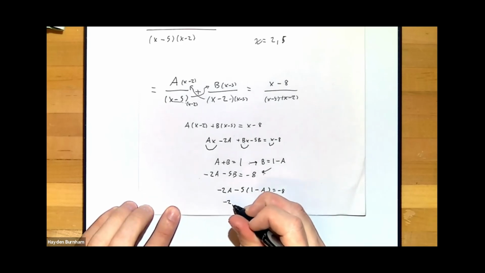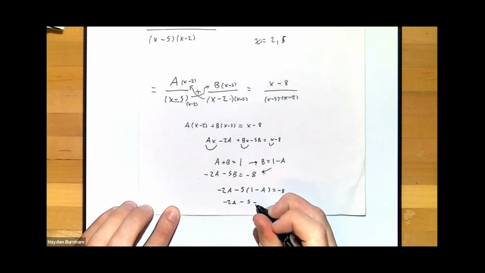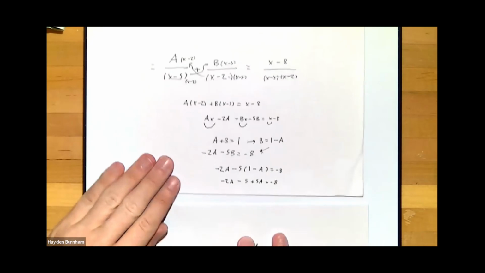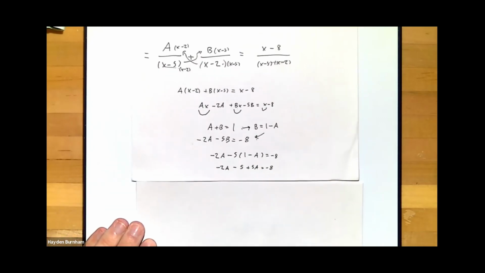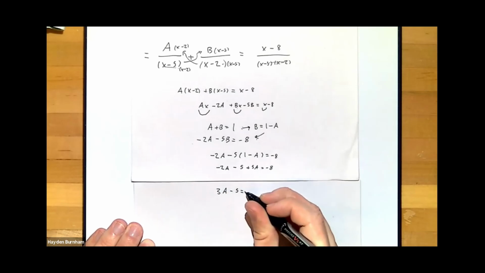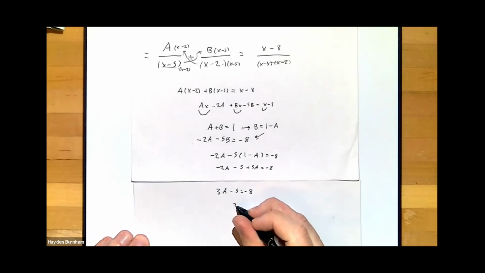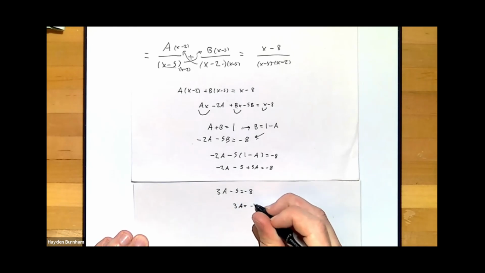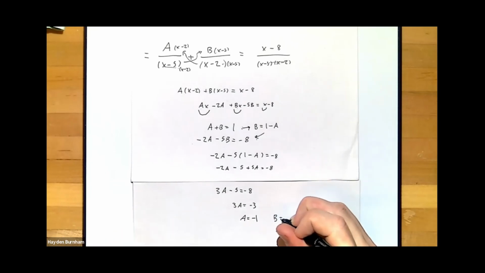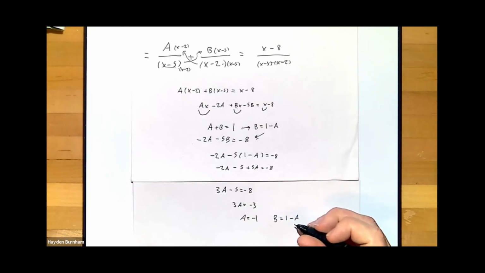So that would be negative 2a minus 5 plus 5a equals negative 8. And then that's going to be 3a minus 5 equals negative 8. I'm going to add that 5 over. 3a has to equal negative 1. Right? And since we know b equals 1 minus a, that's going to be 1 minus negative 1. So that's going to be 1 plus 1. b has to equal 2, right?